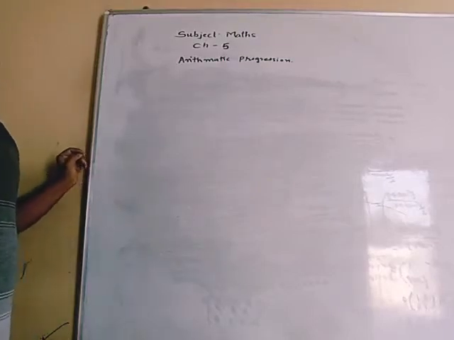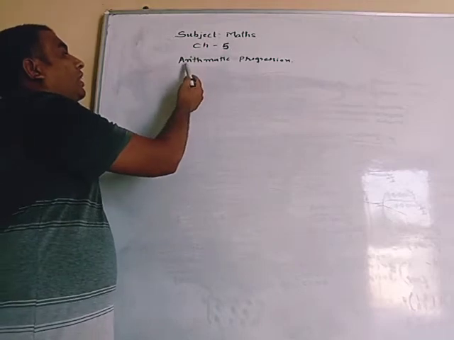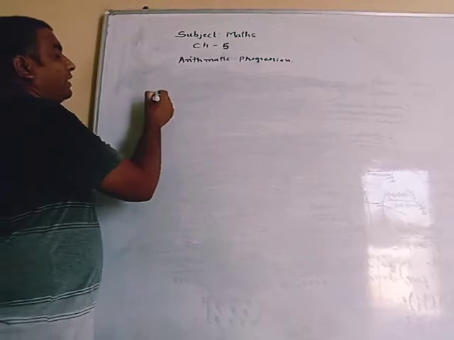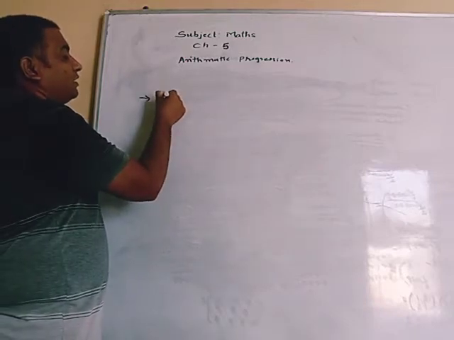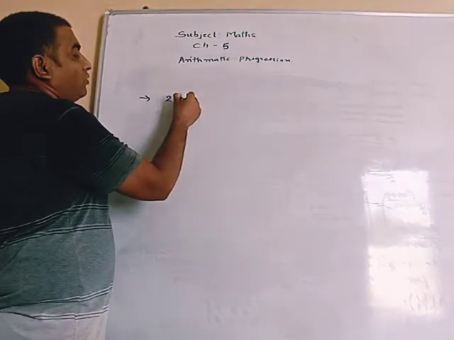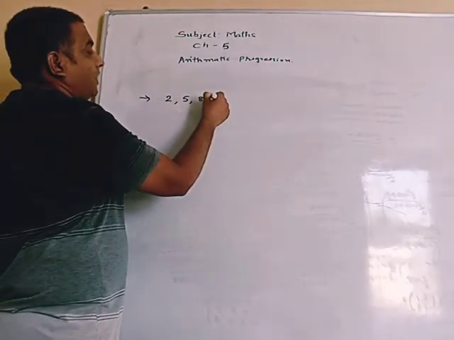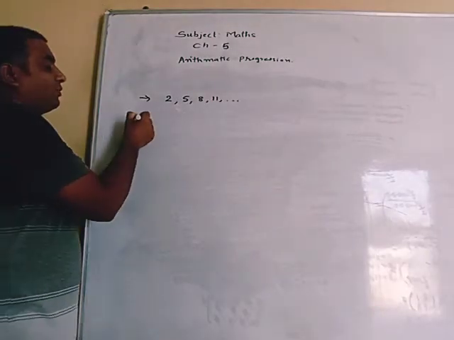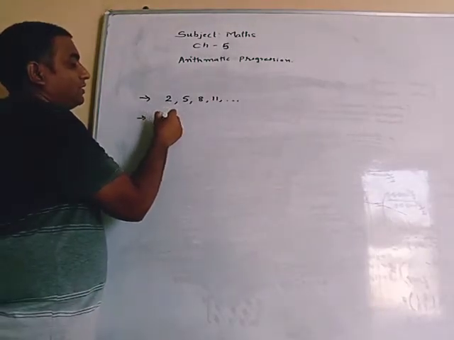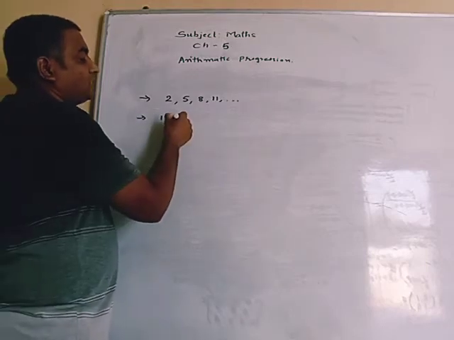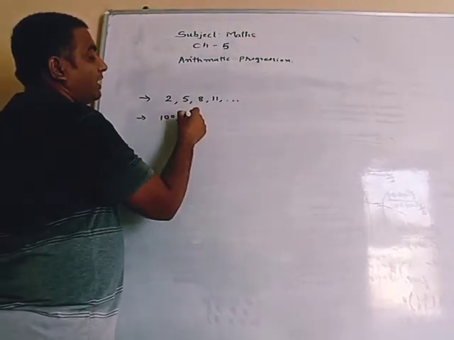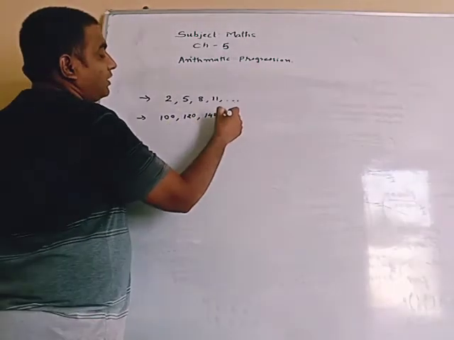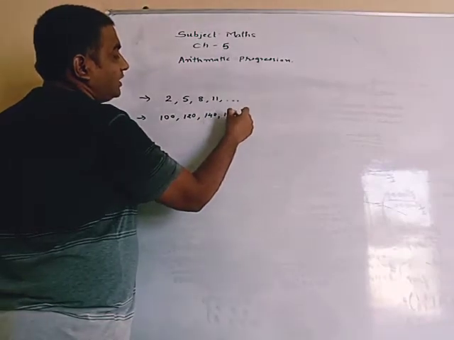Hello friends, today in Math chapter 5, we will study arithmetic progression. We know that we get many sequences around us, like 2, 5, 8, 11. Suppose Mini has 100 rupees in her piggy bank and she adds 20 rupees every month. Then the second month is 120, then the third month 140, then 160, like this.